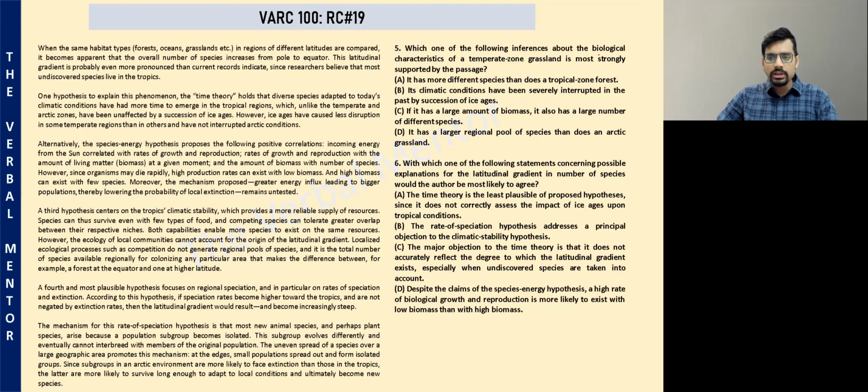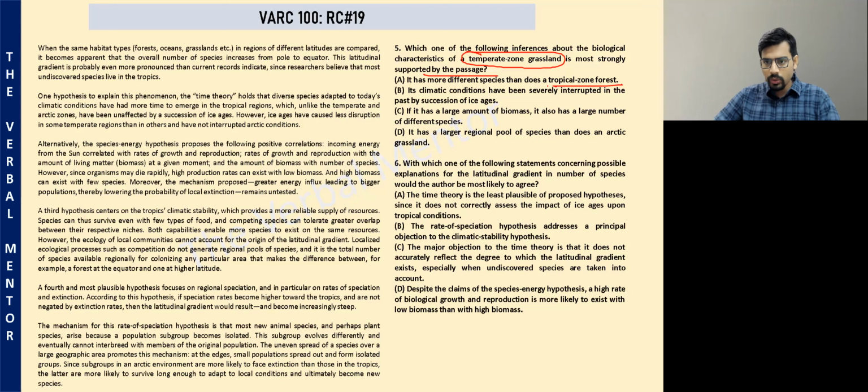Which of the following inferences about the biological characteristics of a temperate zone grassland is most strongly supported by the passage? Temperate zone grassland. What can be inferred about a temperate zone grassland? Option A: it has more different species than does a tropical zone forest. Polar regions, Arctic, then temperate zone, then tropical zone. The number of species increases like that. So a temperate zone is not going to have more species than a tropical one. It is going to have more species than the Arctic one.